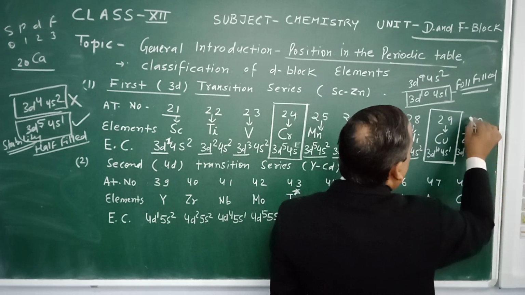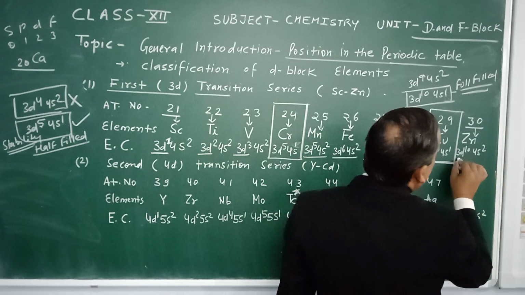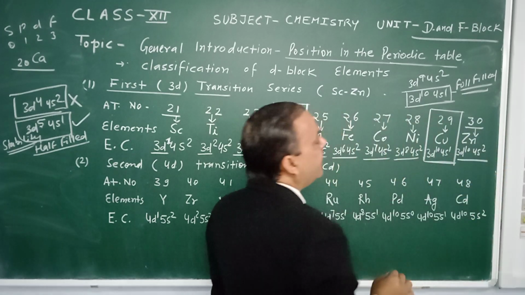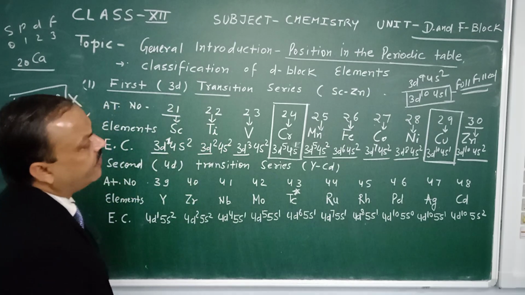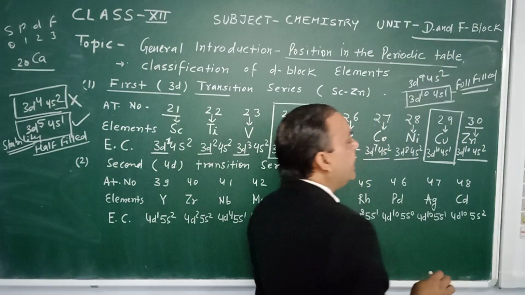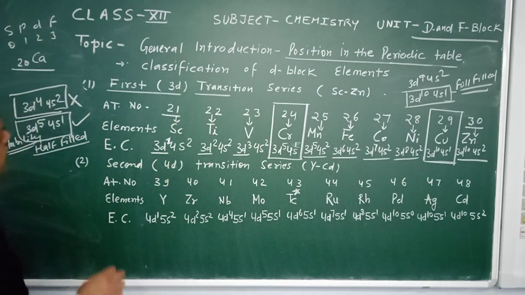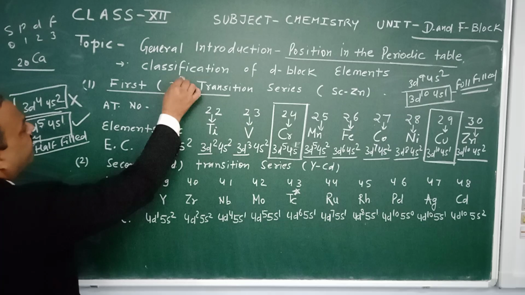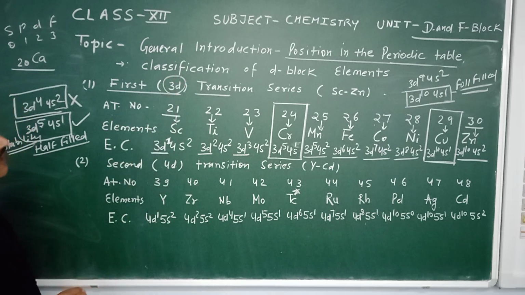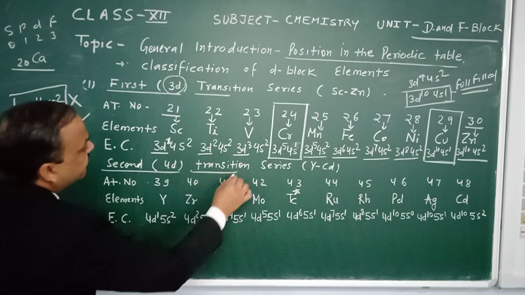Then in the case of zinc, zinc has the completely filled electronic configuration of 3d10 4s2. So this is the electronic configuration of the elements which are present in the 3d series. Then after that, the 4d transition series.